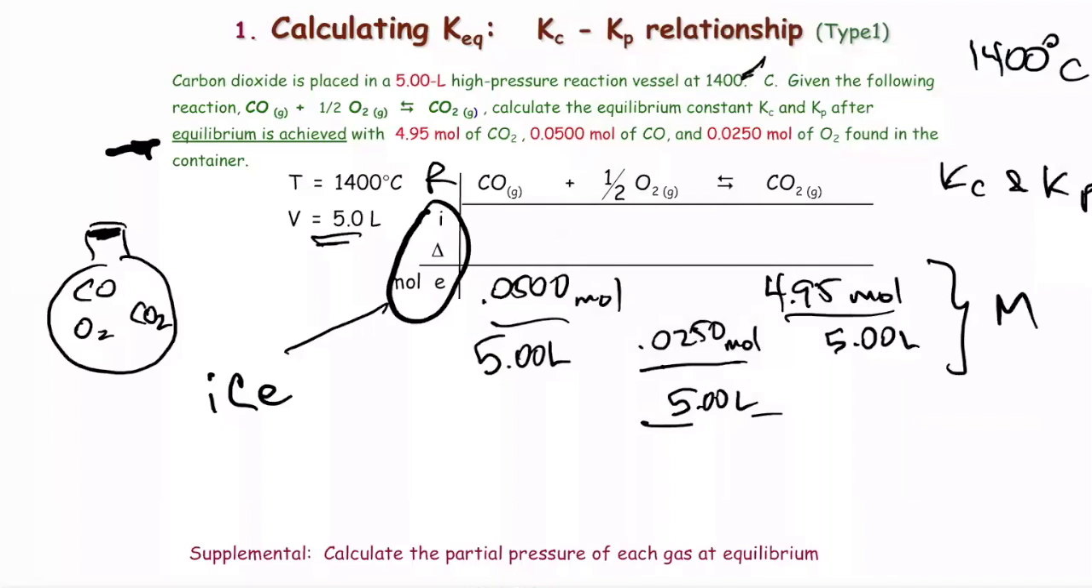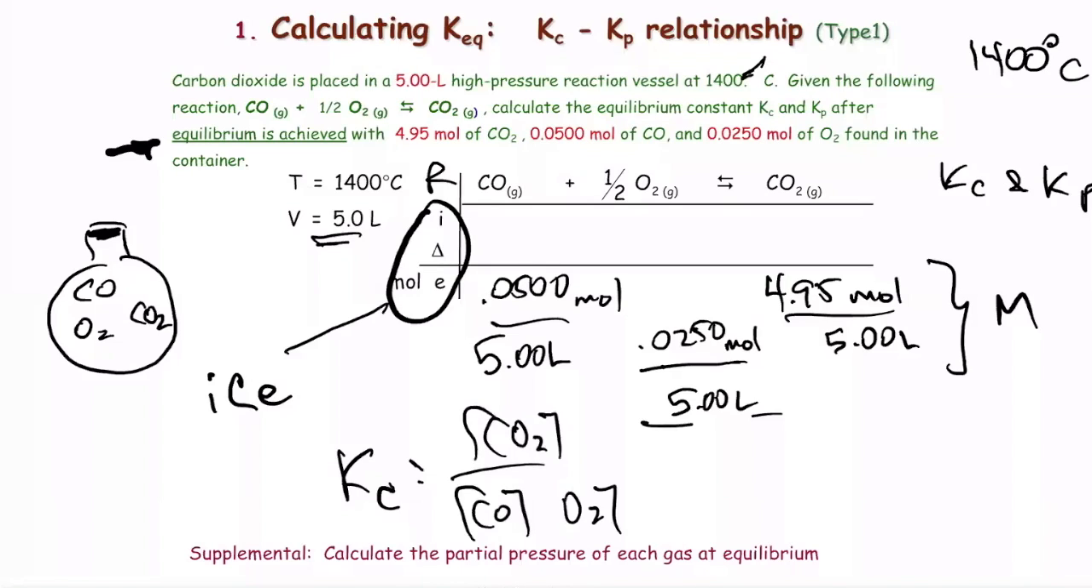Once you have your molar concentration, then you can put in your mass action expression, K. In this particular case, we have moles per volume, so that's molarity. So Kc is equal to the product, CO2, divided by the reactants, CO and oxygen to the 1/2. Why 1/2? Look at that, that's where the 1/2 comes from. So what we need to do is convert all of these.